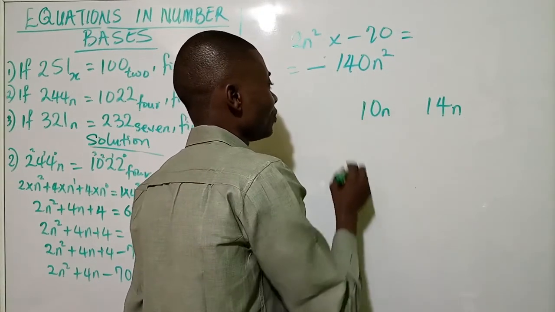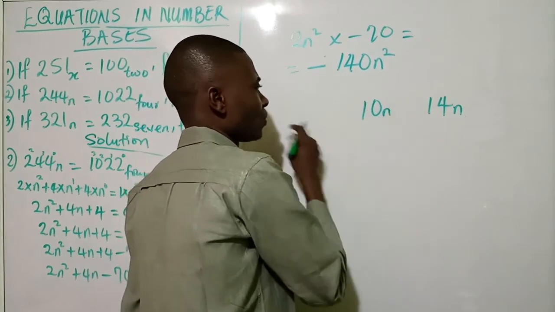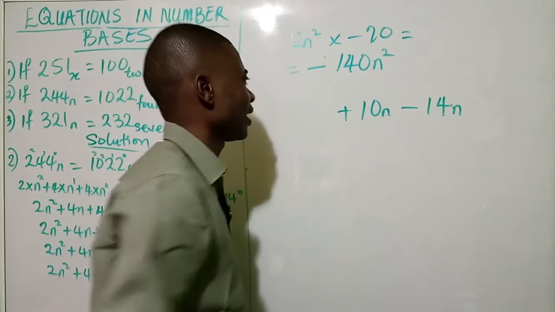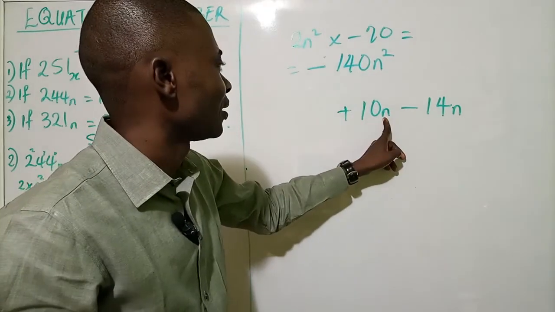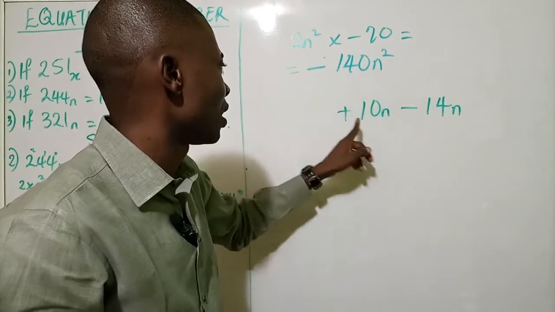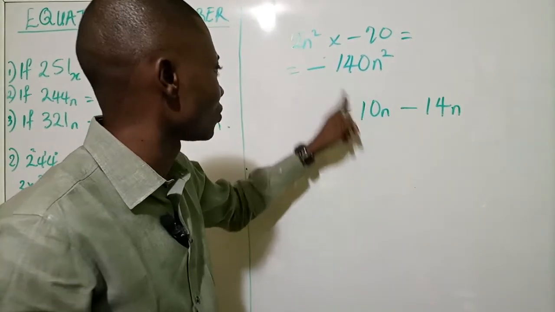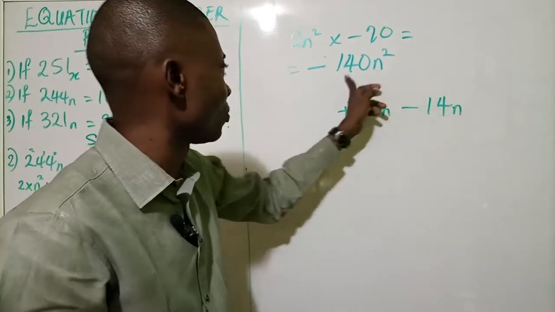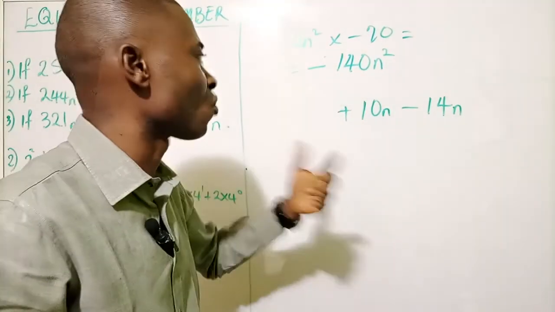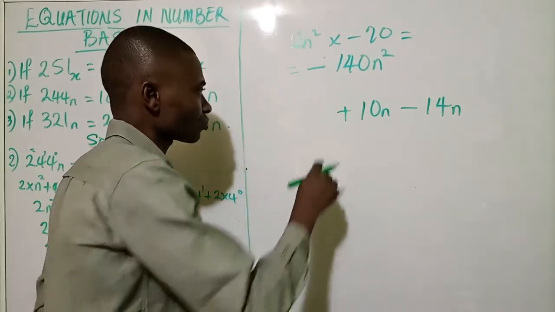So where will the minus be, and where will the plus be? Will the minus be here and plus here? Let's check again. Plus 10n times minus 14n will give me minus 140n squared, because plus times minus is minus. 10n times 14n will give me 140n squared. Okay, first condition satisfied. Now let's check the second condition.